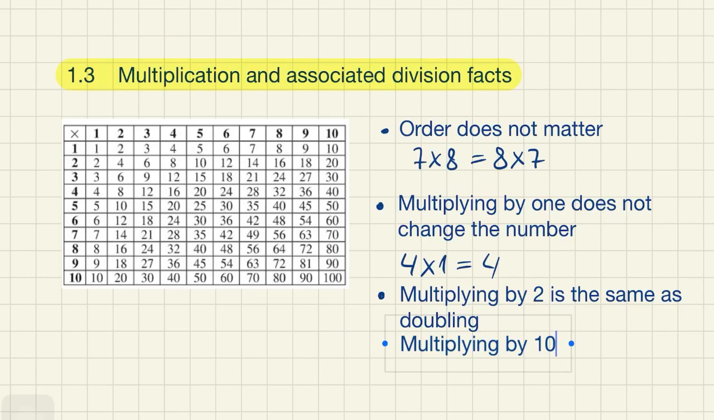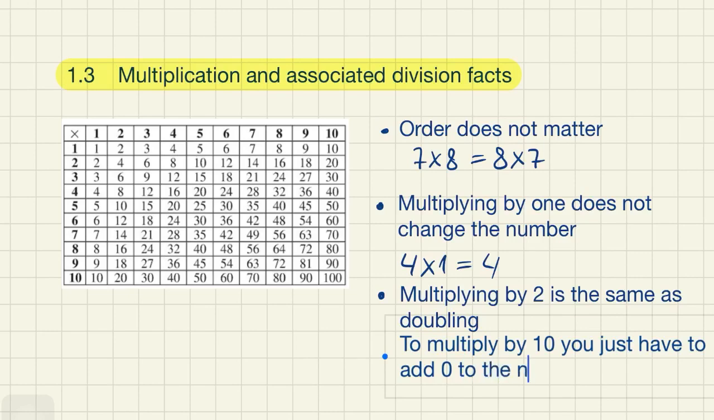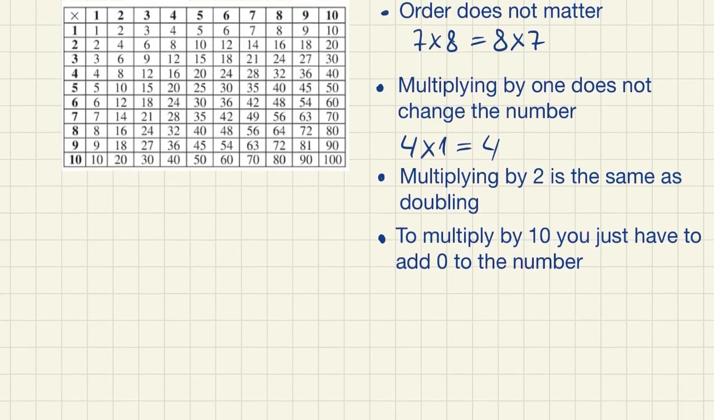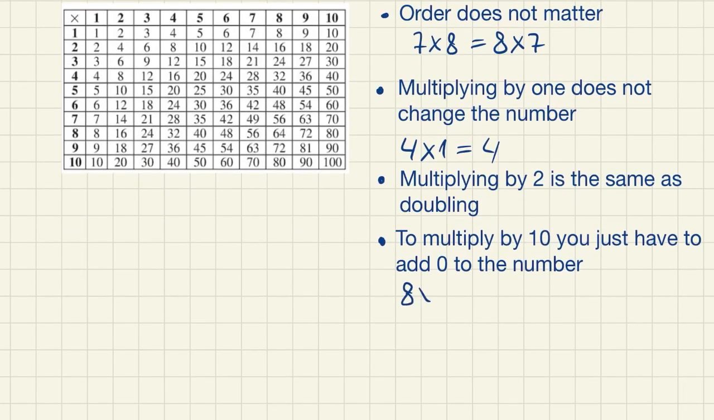Let's say it like this. To multiply by 10, you just have to add 0 to the number. I can give you an example of this. Let's move it a little bit. It's too close. Yeah, like this. To multiply by 10, you just have to add 0 to numbers. So for example, 8 times 10 is 80, right? So we just add the 0 to the end.